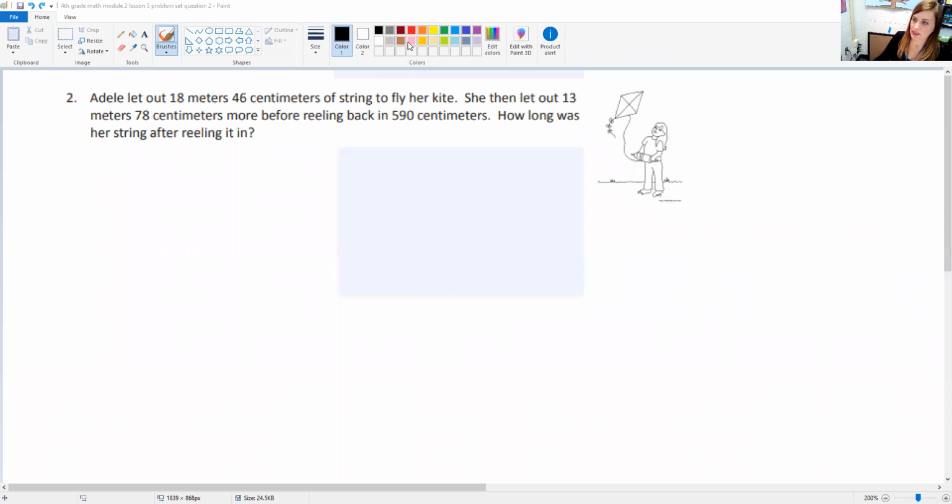Okay, let's continue with problem set 2. Let me share my screen. So first, let's read the problem and see if we can find the important details in the problem.